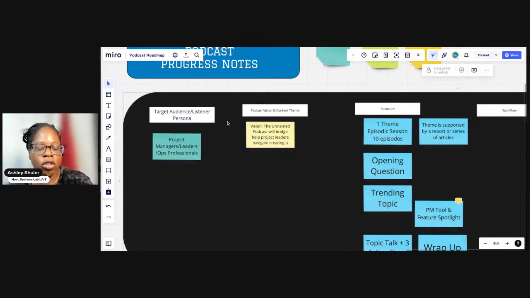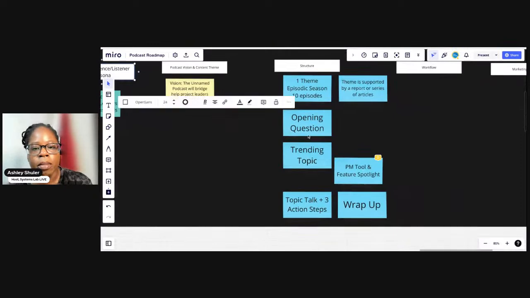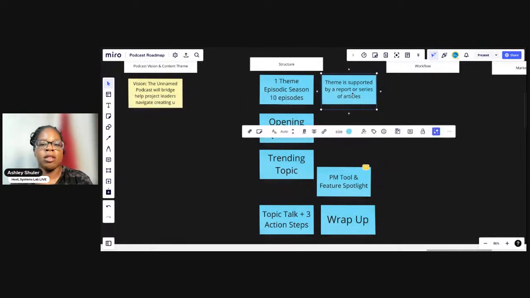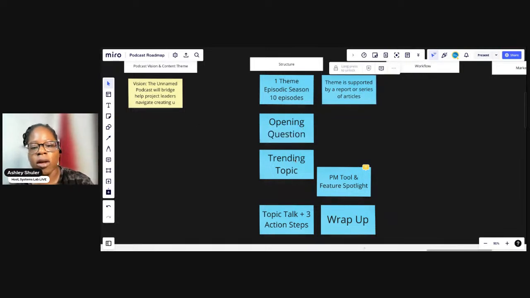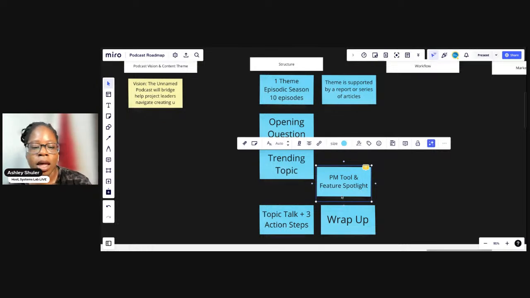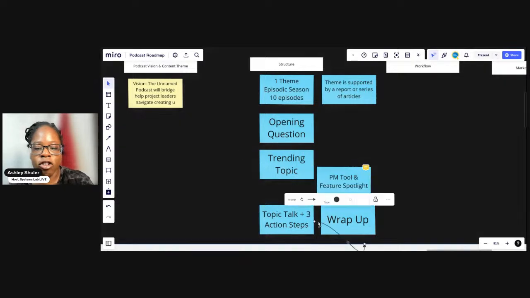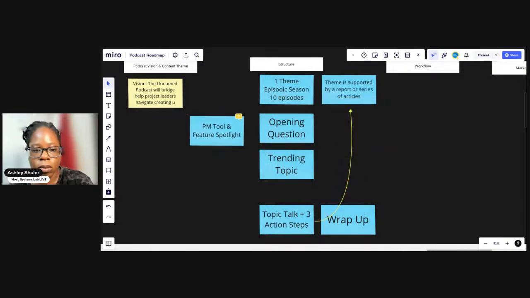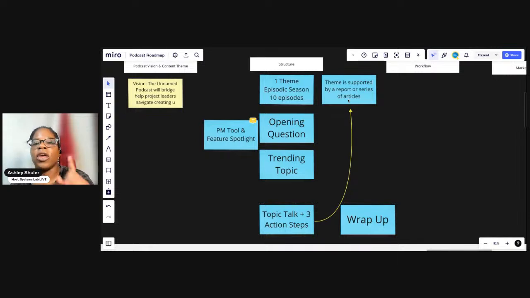Okay. So this right here is where the target audience, the vision for it, and the structure. So this is what we've got so far. I updated the podcast structure to say the theme is supported by a report or a series of articles. So it's going to be one theme, 10 episodes, opening question. We may have a trending topic and a PM tool feature spotlight, possibly, and then a topic talk with 3 action steps. Let me change the color of this. And so the theme will be supported by a report or a series of articles.